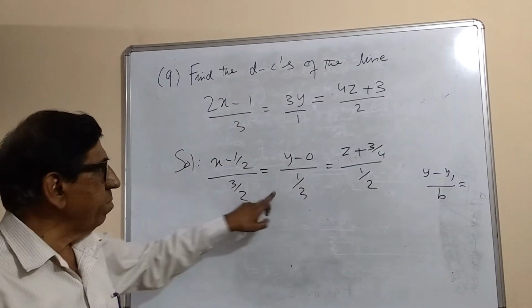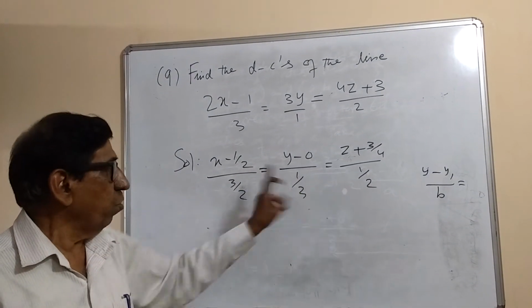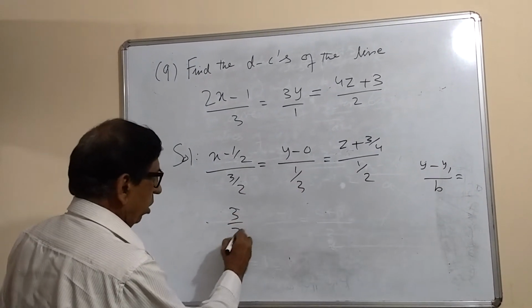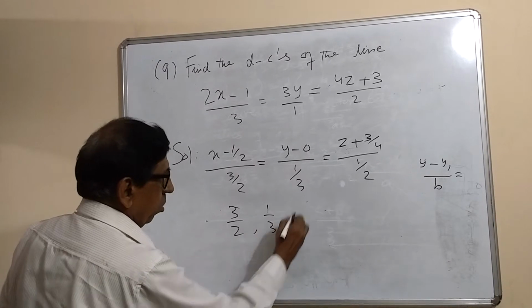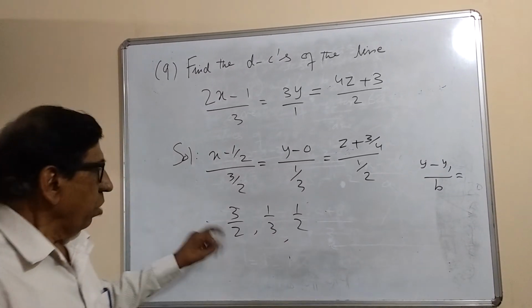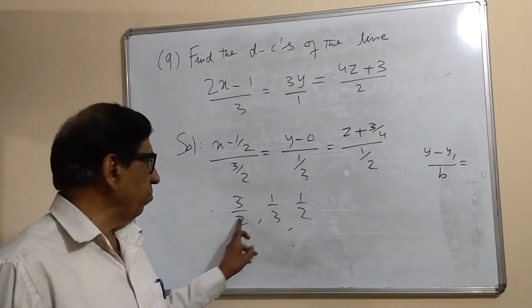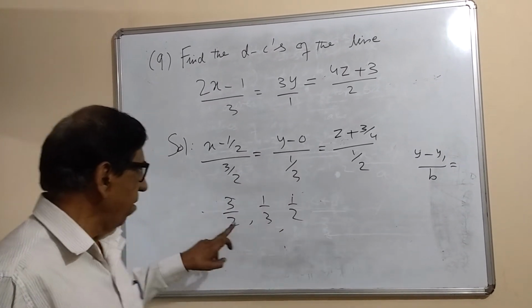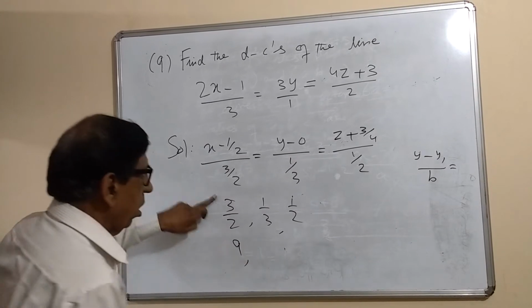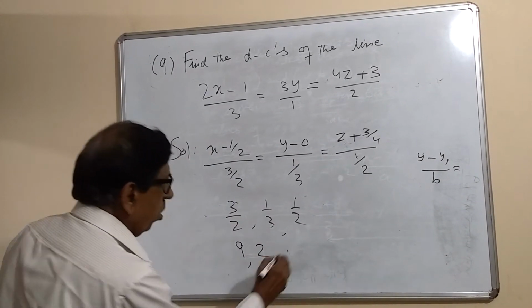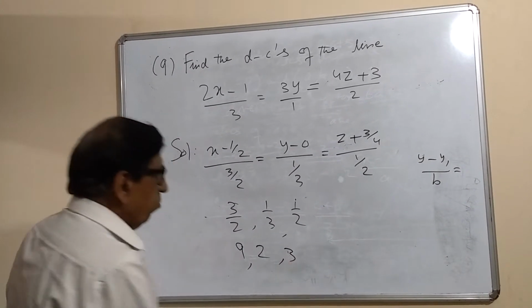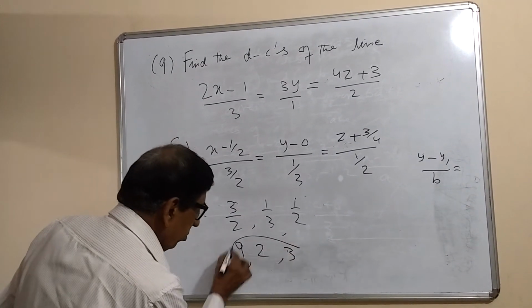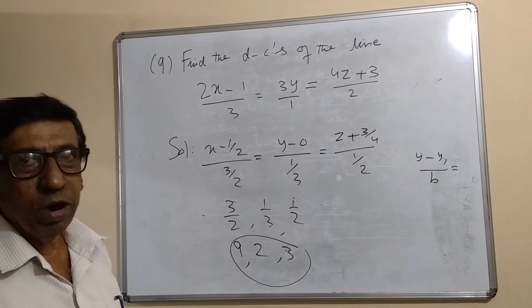Now, these numbers are the direction ratios. So what are direction ratios? 3 by 2, 1 by 3, 1 by 2. Now, if you multiply by LCM, what is LCM of this? 2, 3 and 2, 6. Multiply this by 6, this by 6 and this by 6. So this you get 9. Multiply by 6, so 2. Multiply by 6, so you get 3. So these are the direction ratios. Either this or this. So we take this. Now it is easy to find direction cosines.